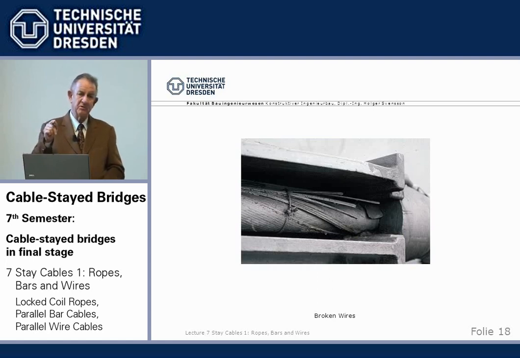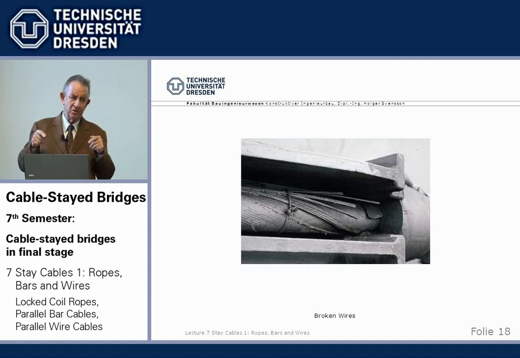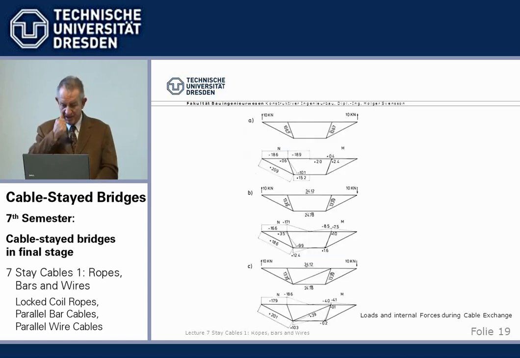But the main point was, at that time, people were afraid that galvanizing of the wires would cause hydrogen brittleness, Wasserstoffversprödung, which could cause early breaks. So they were not galvanized. And there were some other things in addition. So the cables had to be replaced.